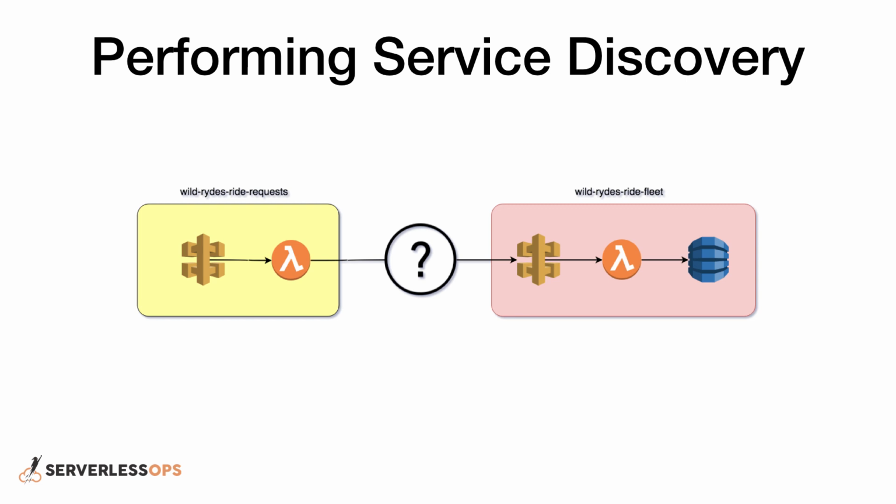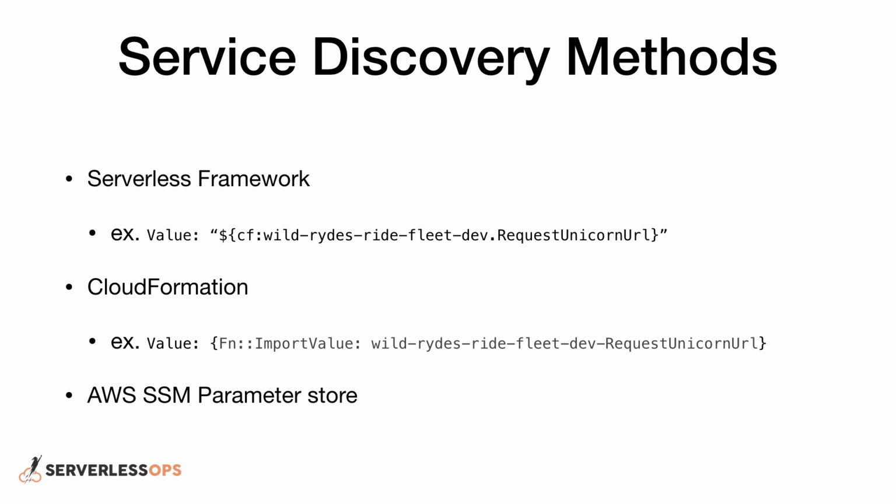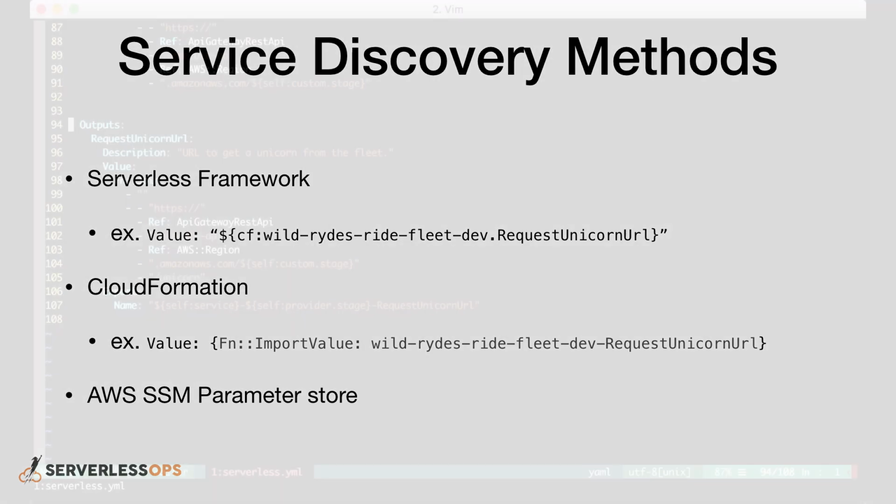What makes this service notable is this question: how does the ride request service find the right fleet service so it can make requests? How are we going to do service discovery? Well, there's a number of ways we can accomplish this actually. To name a few, the Serverless Framework can look up and reference CloudFormation stack output values. CloudFormation has a built-in import value function that can obtain values from other CloudFormation stacks. And there's also AWS Systems Manager Parameter Store. For our purpose, we're going to use Serverless Framework's CloudFormation lookup.